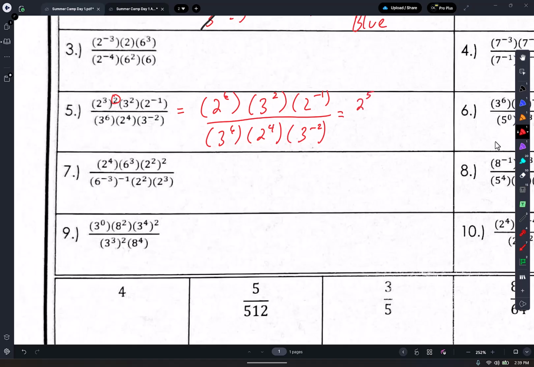So that's 2 to the 5th times 3 squared. Don't worry, in a little bit we'll simplify. I see the 3 here, and I see a 3 here. I'm trying to combine my bases. So 3 to the 6 times 3 to the negative 2. I'm going to add those numbers up. 6 plus negative 2. 3 to the 4th times 2 to the 4th.